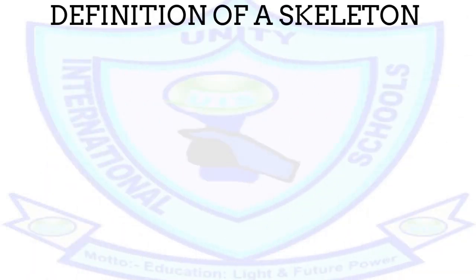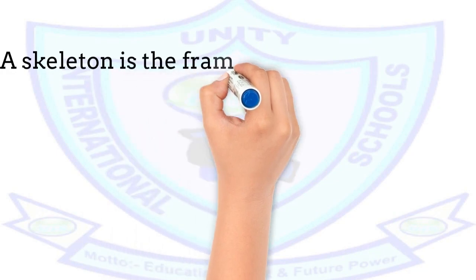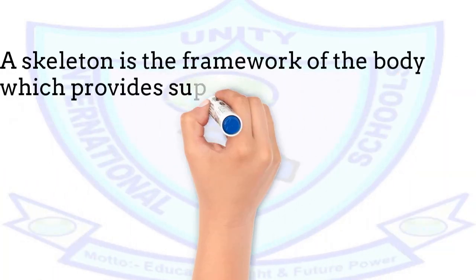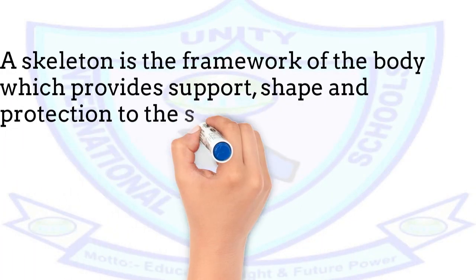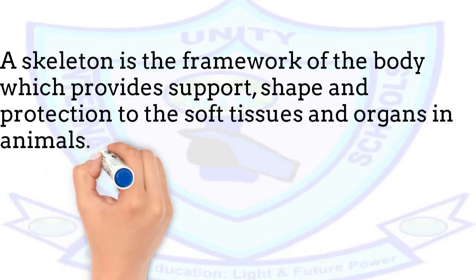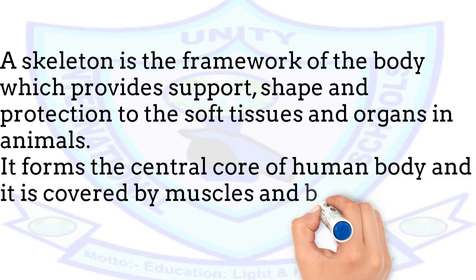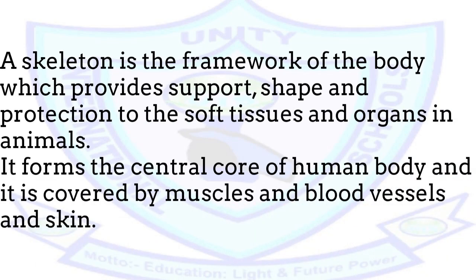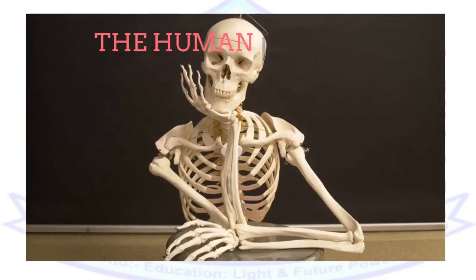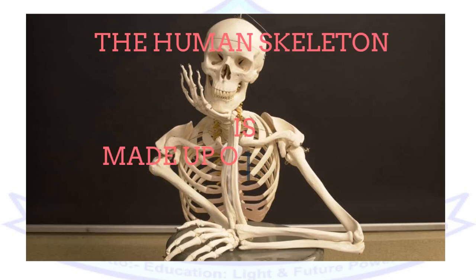Definition of a skeleton. A skeleton is the framework of the body which provides support, shape and protection to the soft tissues and organs in animals. It forms the central core of the human body, and it is covered by muscles and blood vessels and skin. The human skeleton is made up of 206 bones.